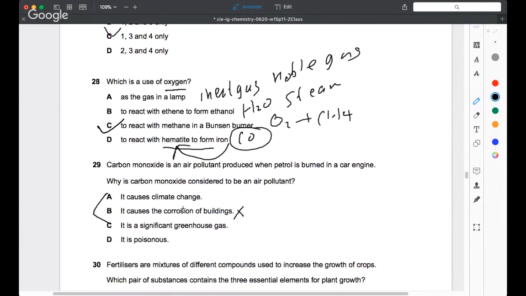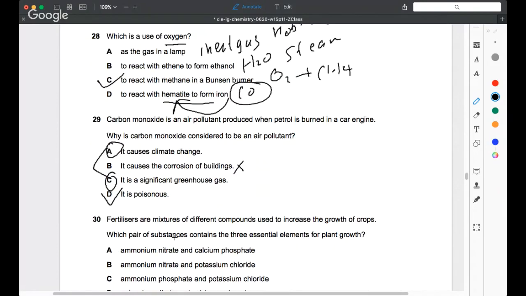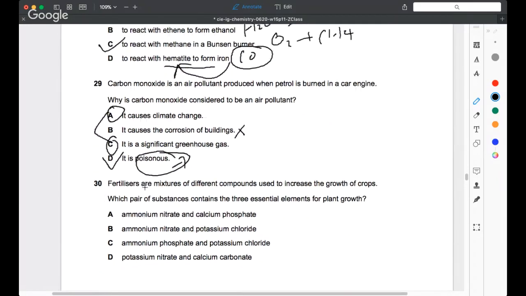Number 29, what is not the effect of carbon monoxide? You know it's not A and C. They are not greenhouse gases which contribute to climate change. And it's not corrosive, but it's poisonous. It takes up your oxygen, so it makes you suffocate. So it's poisonous. The right answer is D.